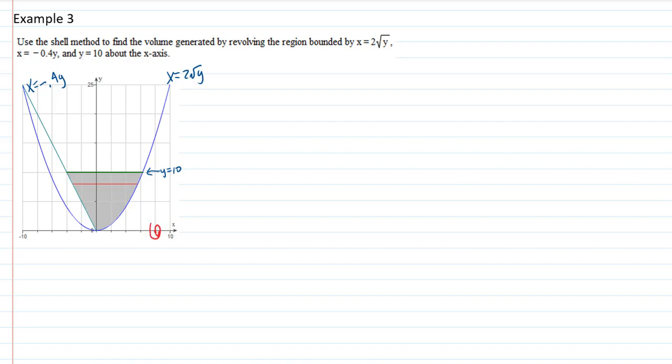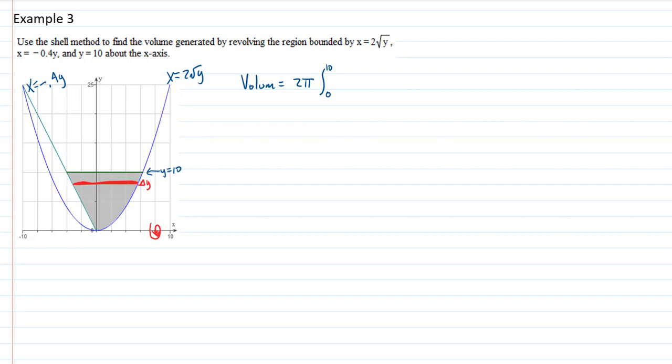So when I revolve this about the x-axis, my representative rectangle has to be parallel to the axis of revolution, which means that the thickness is now going to be delta y. So my variable of integration is going to be y. I need x as a function of y. So let's set up our integral. The volume is equal to 2 pi times the integral from where to where? Do I look for my bounds on my shaded region along the x-axis or along the y-axis? The y-axis. So that's going to go from 0 to 10 and then times the radius.